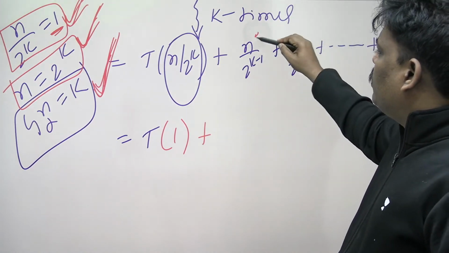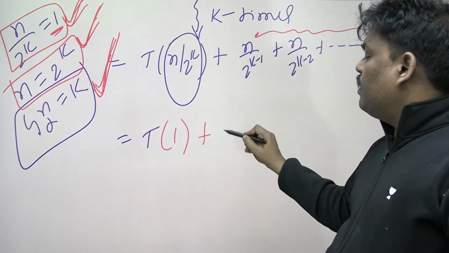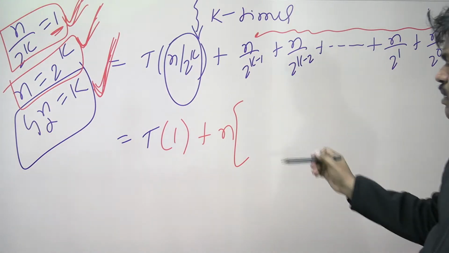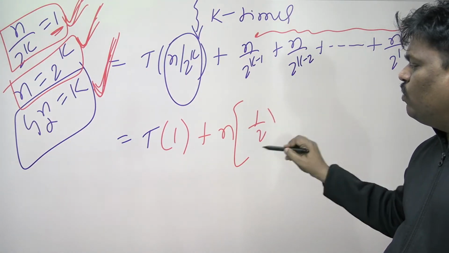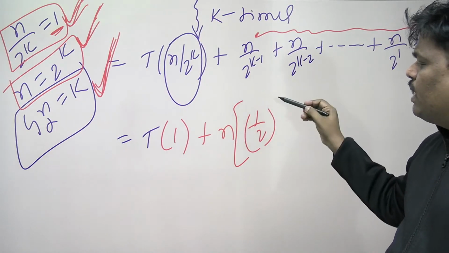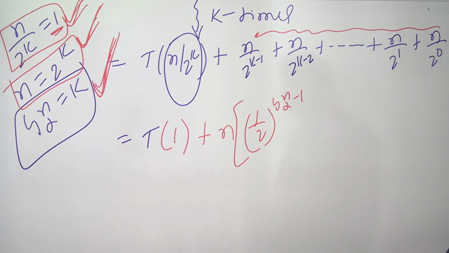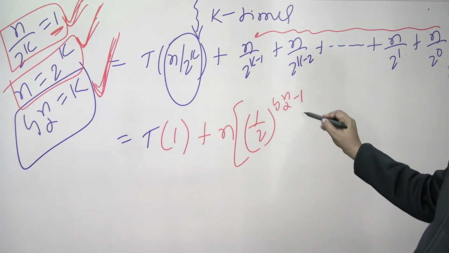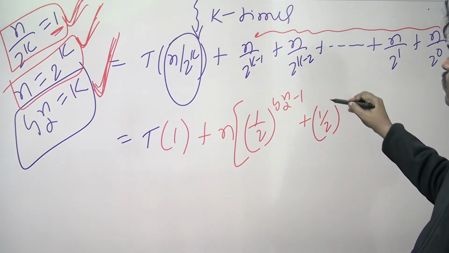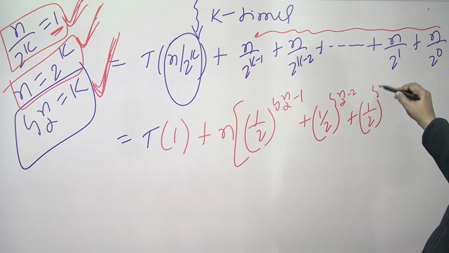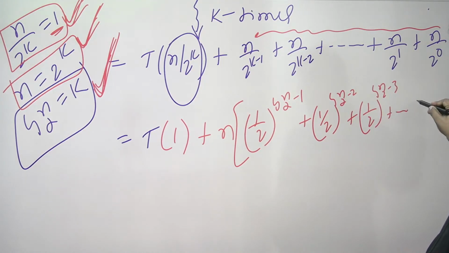In all of them, if you observe, n is common. So for the remaining things, let me write 1 by 2 whole power k minus 1. What is k? Log n base 2, so log n base 2 minus 1. Next one, 1 by 2 whole power log n base 2 minus 2, then minus 3. It will keep on going. Lastly, 1 by 2 whole power 1, 1 by 2 whole power 0. Be careful.